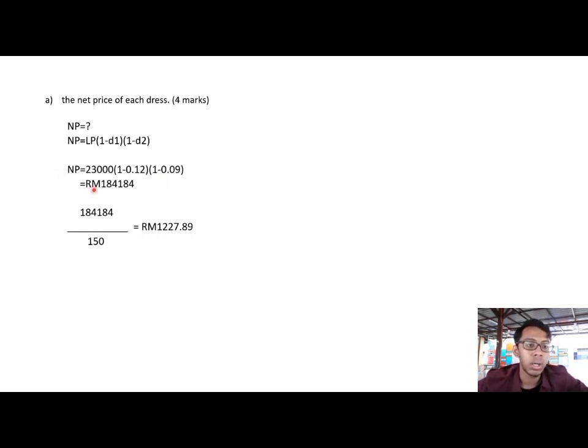So the answer is 184,184 ringgit. So they want the net price for each dress. Jenny and Co bought 150 dresses. So we need to divide the net price by 150. So the answer will be 1,227 ringgit 89 cent. So let's go to the second question.